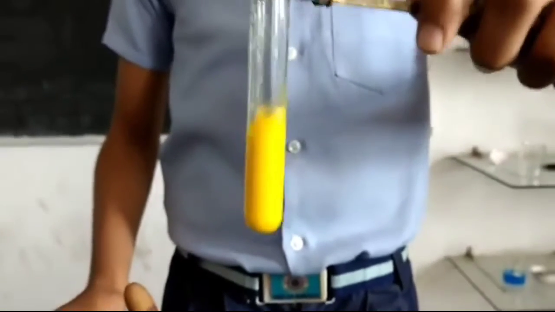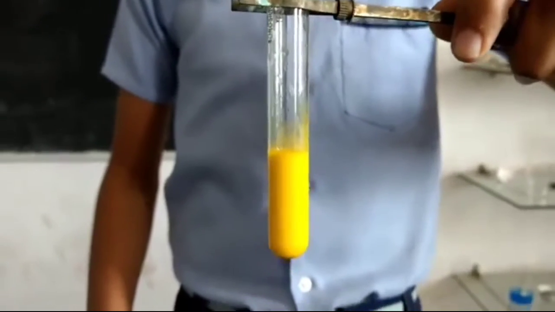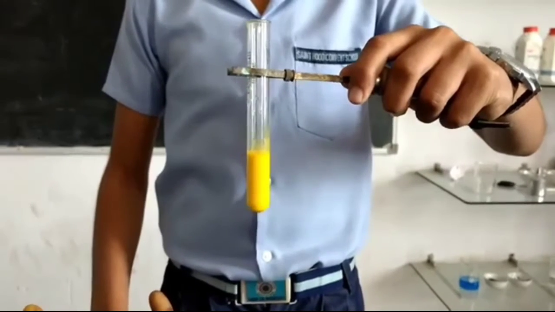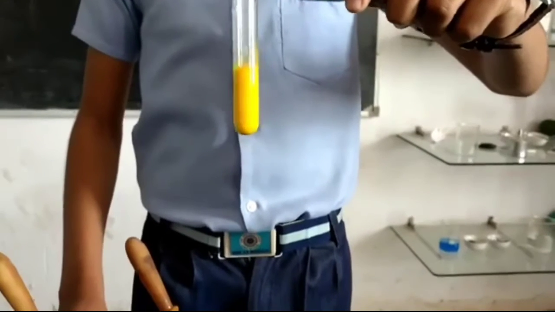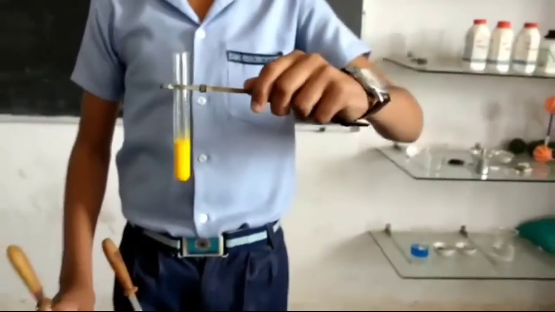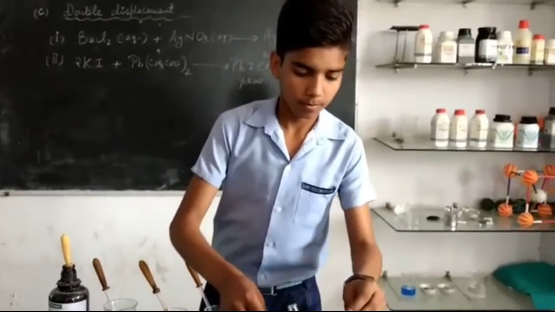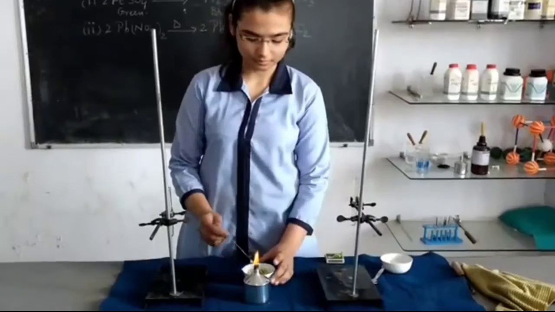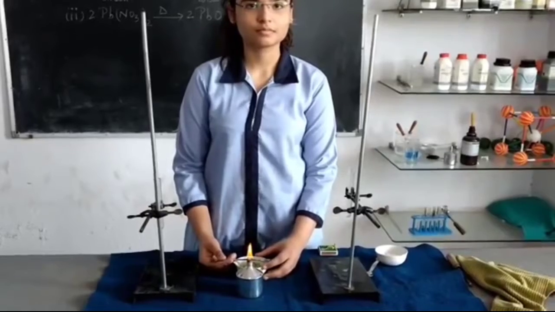Here also a double displacement reaction has taken place, both the ions get changed, and the precipitate is lead iodide. This precipitate is because of the formation of lead iodide. The potassium iodide reacts with lead nitrate and a yellow color precipitate has been formed because both the ions get changed. This is the second example of a double displacement reaction. Now let's move on to the next type of reaction.